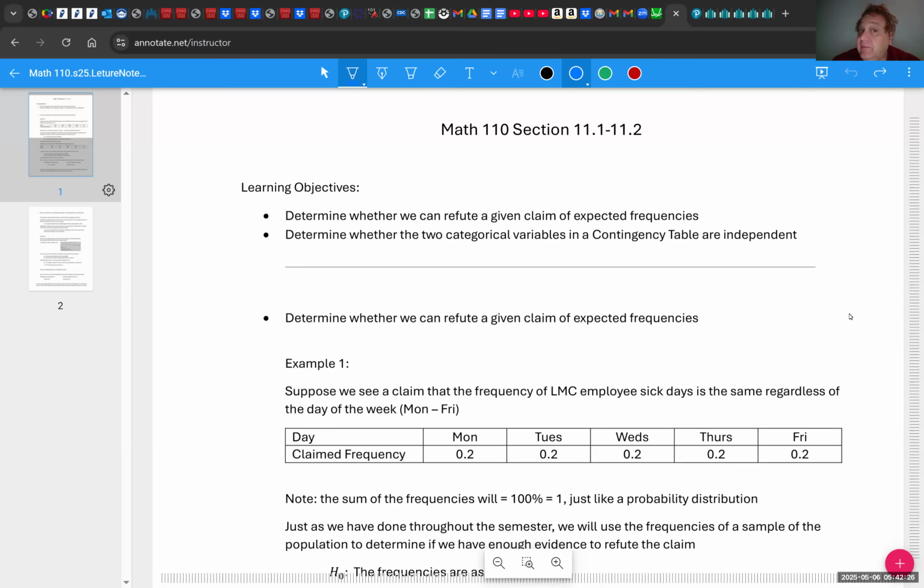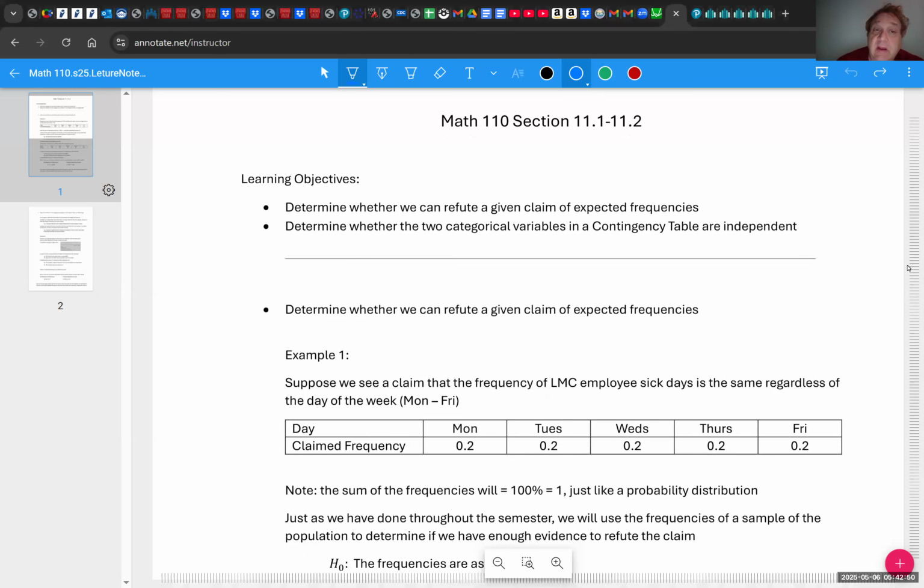The main learning objectives are to determine whether we can refute a given claim of expected frequencies, and also to determine whether the two categorical variables in a contingency table are independent. With that, let's just get going on some examples so you can start seeing what this is, and I can make some definitions and explain a little bit about the procedure.